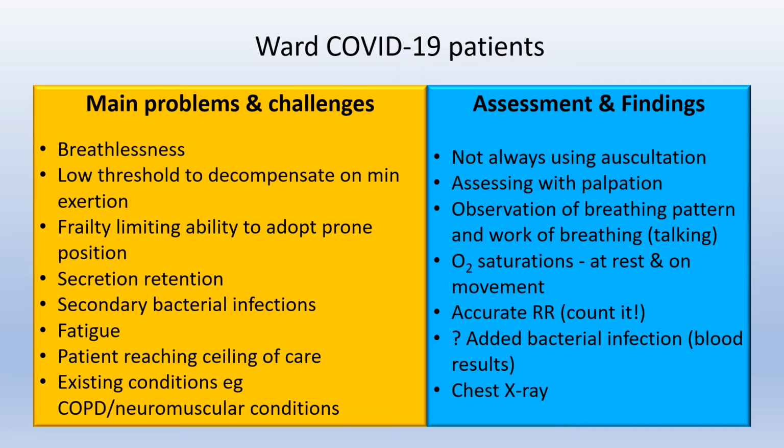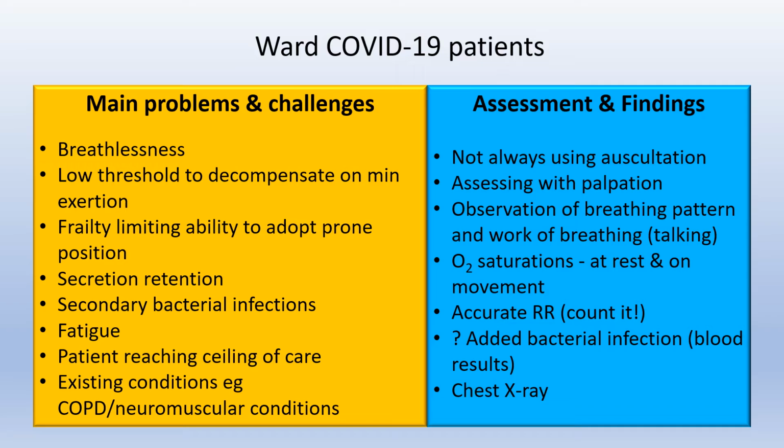We used optimal positioning with a lot of the patients on the wards, and we'll talk a little bit about the problems we might have with that in terms of patients being quite frail, musculoskeletal problems limiting their ability to prone. One of the really important things was to try and use side lying instead if somebody was struggling to get into the prone position. Secretion retention could be an issue, but not quite so much.